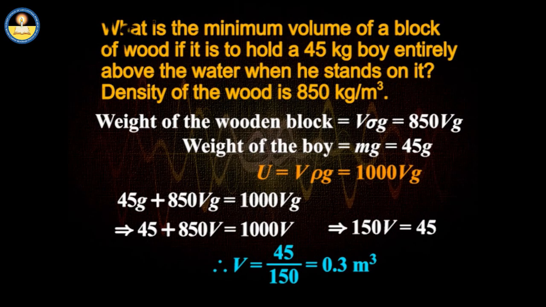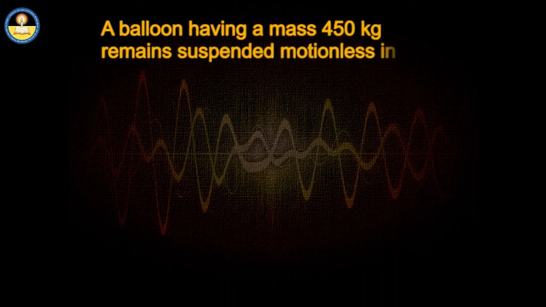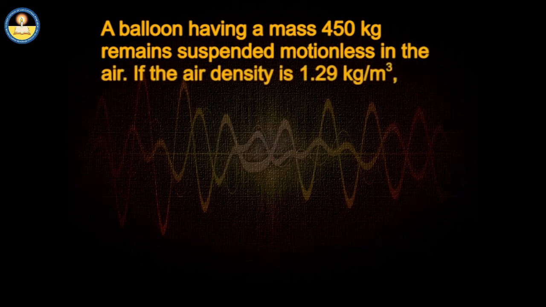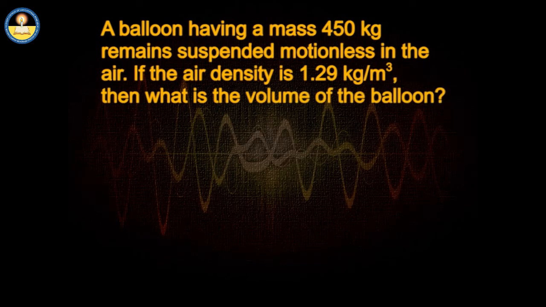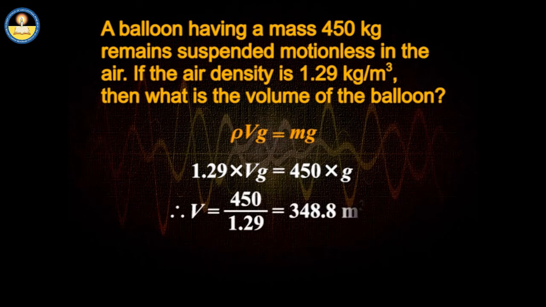Let us try another problem. A balloon having a mass of 450 kg remains suspended motionless in the air. If the air density is 1.29 kilograms per meter cube, then what is the volume of the balloon? According to Archimedes' principle, upthrust is equal to the weight of the balloon, which gives the volume of the balloon equal to 348.8 meter cube.